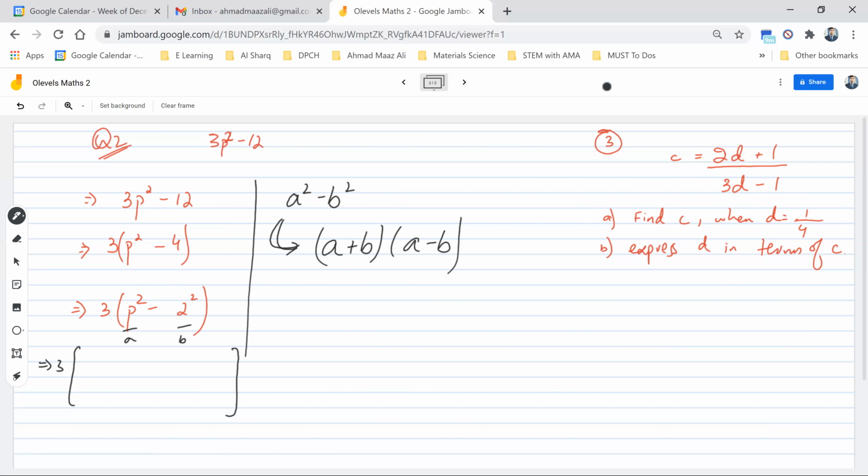Are you guys getting this now? Have a look, the squares are over here. When we open it, you won't see any squares. It's p plus 2 and p minus 2. Because we need to write it down in factors, we will write it like this: 3 times p plus 2 times p minus 2. That's the solution.